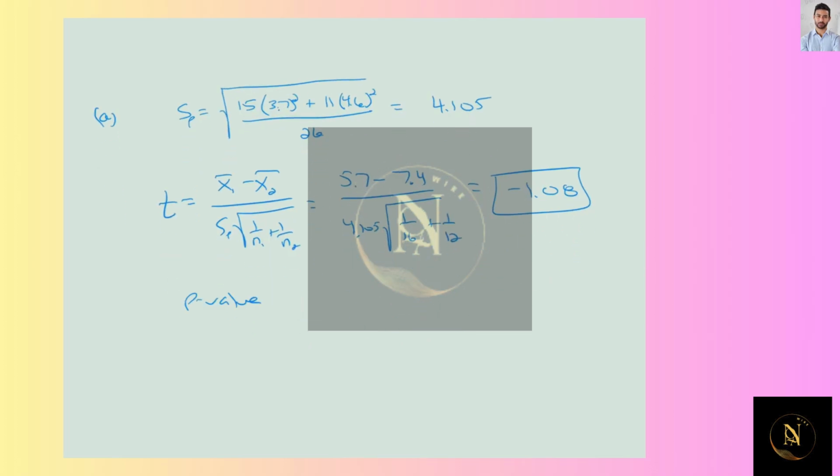And now the p-value is to three places. If we go from a t-score of negative 1.08 with 26 degrees of freedom and a significance of 0.10, and the fact that this is two-tailed because it's not equal to, the p-value is 0.290 to three places.